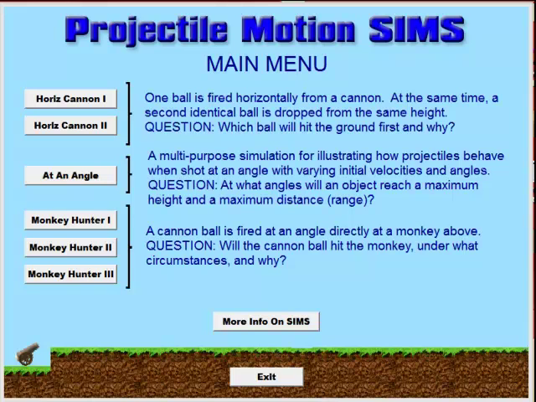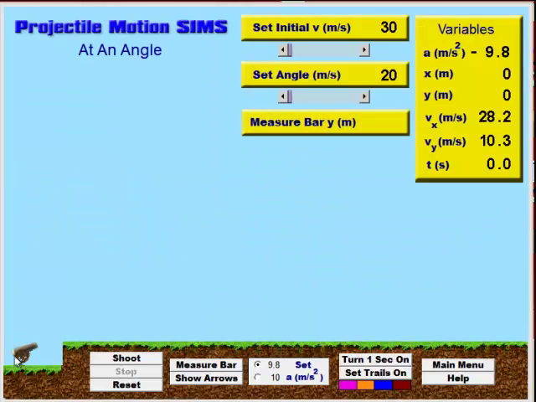Students could be asked to calculate the values for the velocities and distances and then check the answers using the simulations. So let's take a look at the simulation. You can see here we have a cannon which is being shot at an angle. We can set the angle. We can set the velocity. I'm going to set it to 50. And we can shoot.